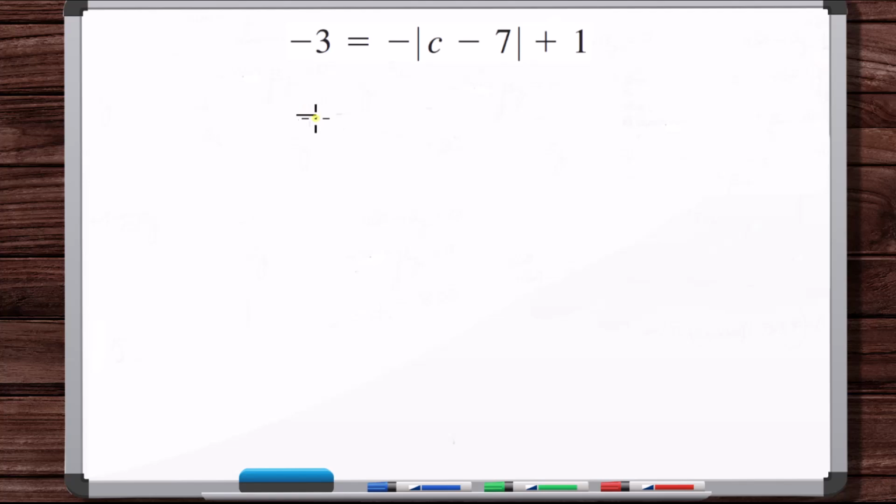Okay, we start by just simplifying as much as possible. That's how we start any absolute value equation. Subtract 1 from both sides. Minus 3 minus 1 is minus 4. Multiply both sides by -1.